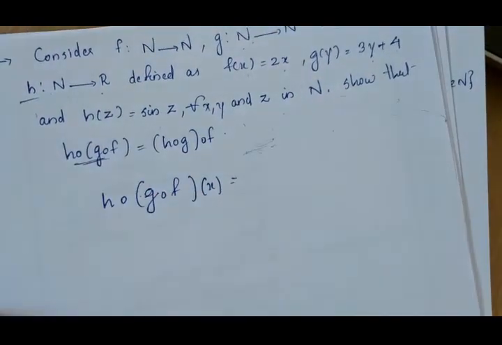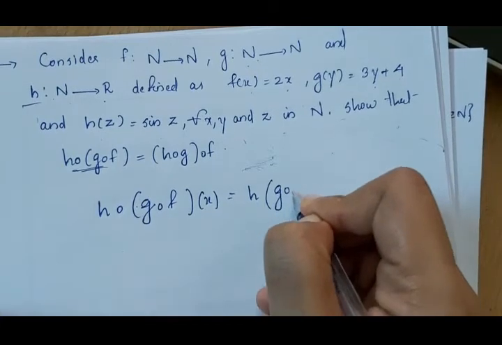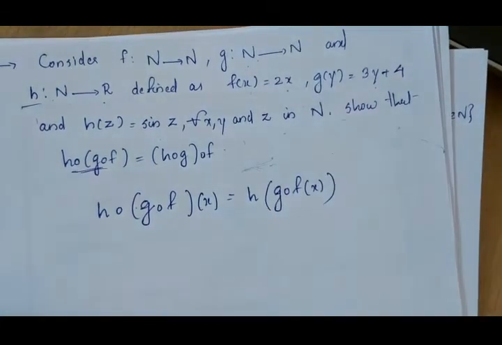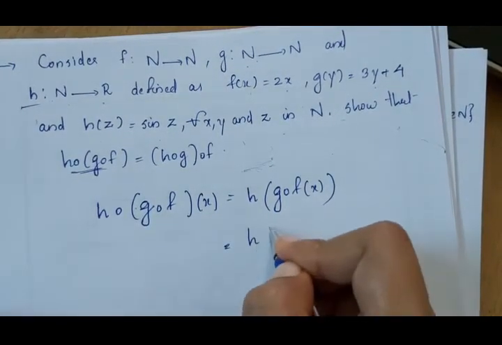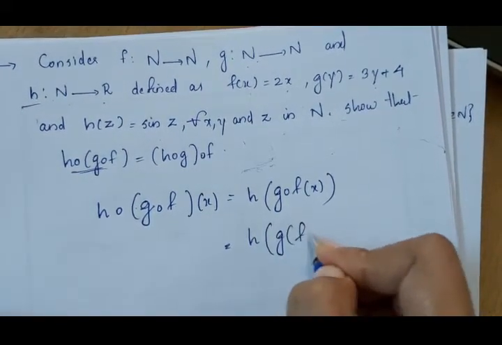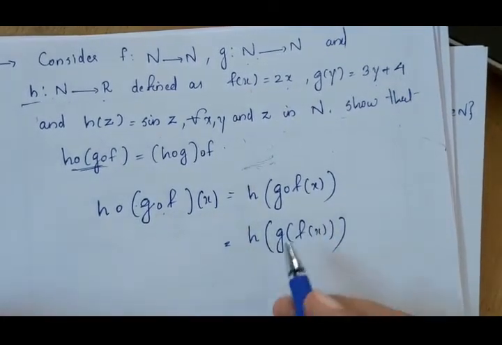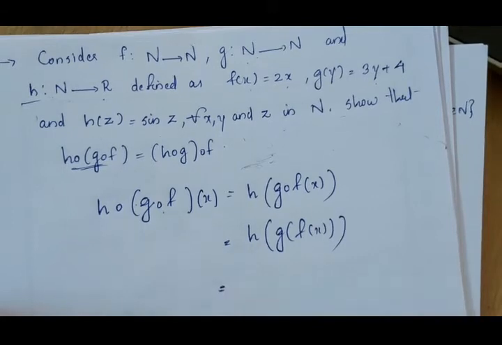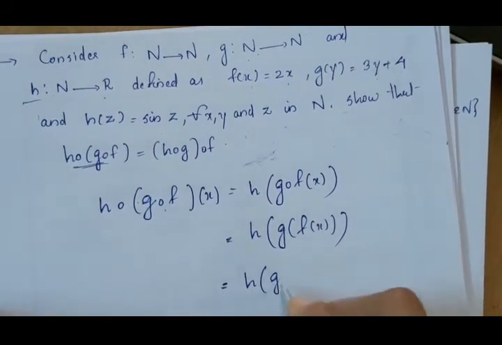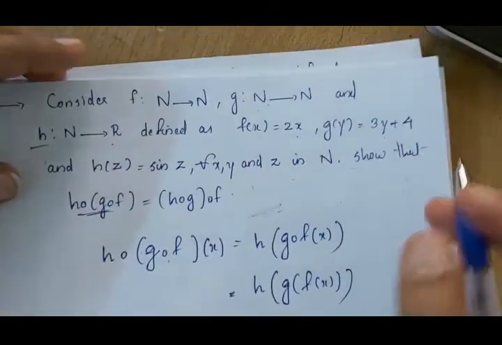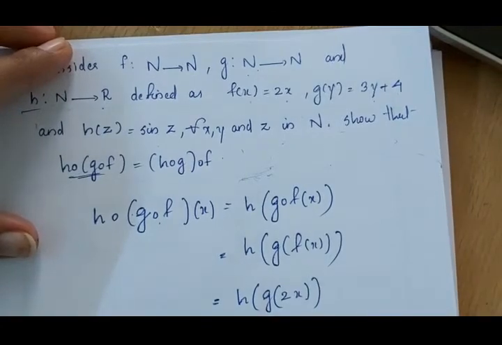H composition g composition f of x. So we can rewrite it as h of (g composition f) of x. We can redefine this one as h of g of f of x. We are removing the composition in each step, which is equal to h of g of, what is f of x? f of x is equal to 2x.